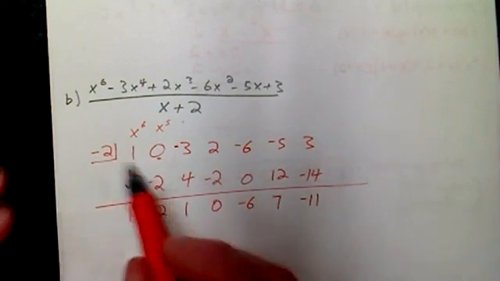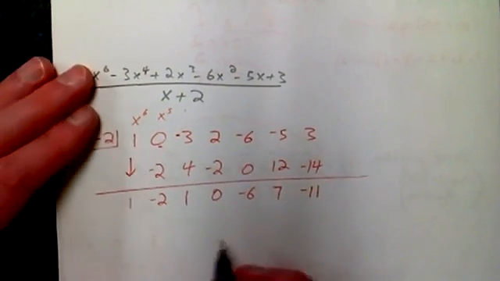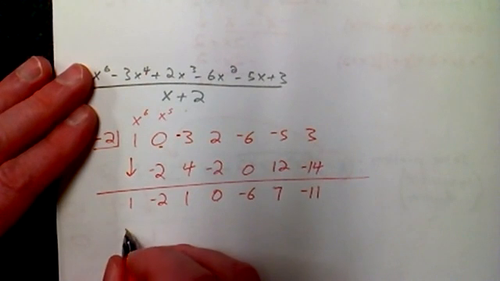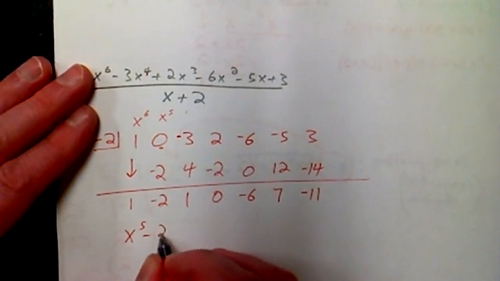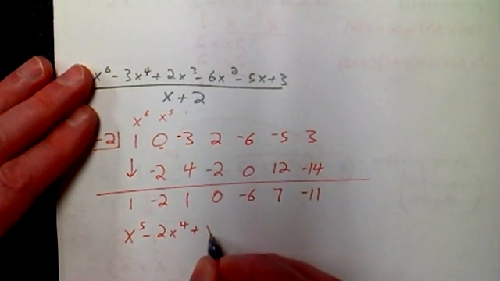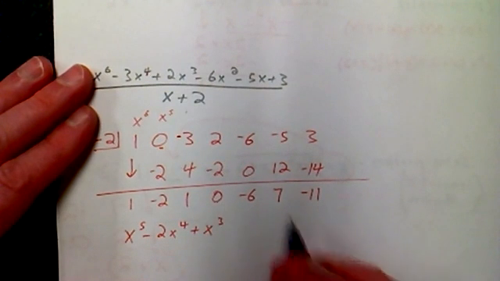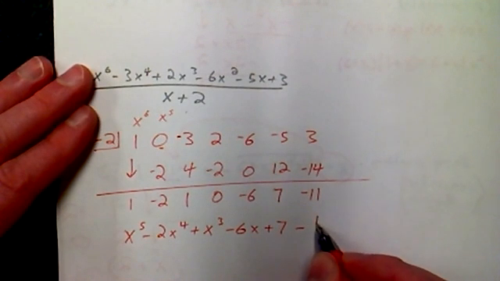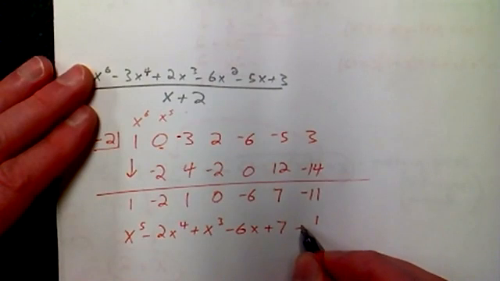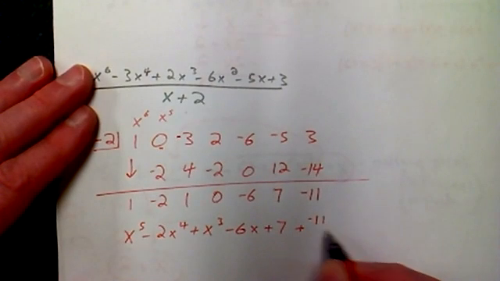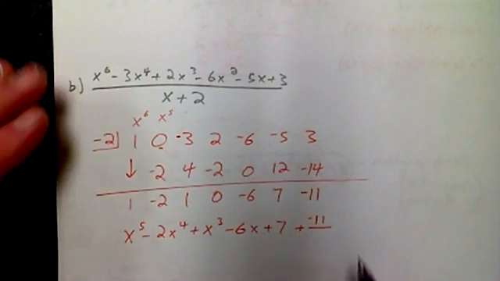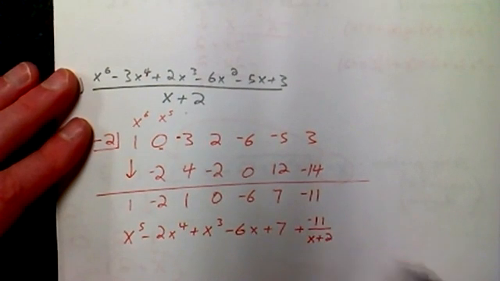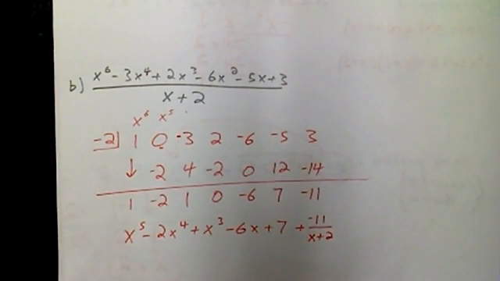Okay, so let's say I start with x to the 6th. So in my quotient, I'm going to start with these. This is my coefficient for my x to the 5th. Minus 2x to the 4th plus x cubed. No x squareds. Minus 6x plus 7, and then minus 11, or we could say, I'll keep it as plus -11 over the original divisor, the x plus 2. So that's how you deal with the remainder, okay?